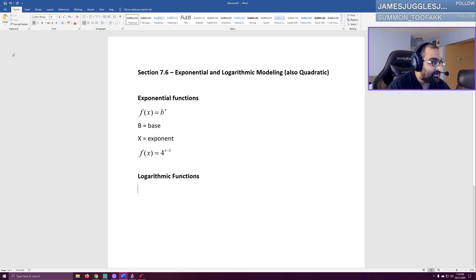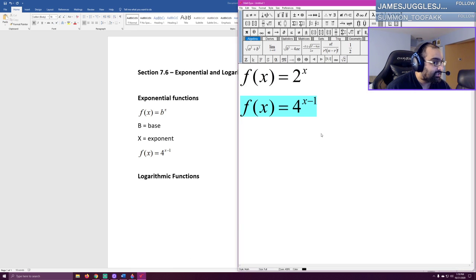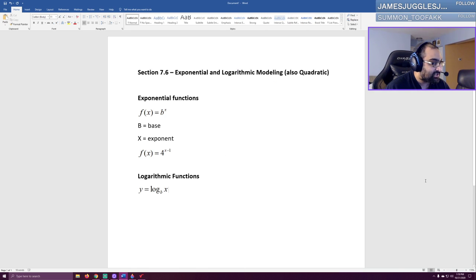Again, what do logarithmic functions look like? Well, logarithmic functions are going to look like this. Y is equal to log base b of x. So this is what a logarithmic function typically looks like. Now, what they're going to ask you in this particular section is, of course, we'll look at an application with a logarithmic function, but we're also going to be talking about how to graph a logarithmic function. So graphing a logarithmic function is just as important.